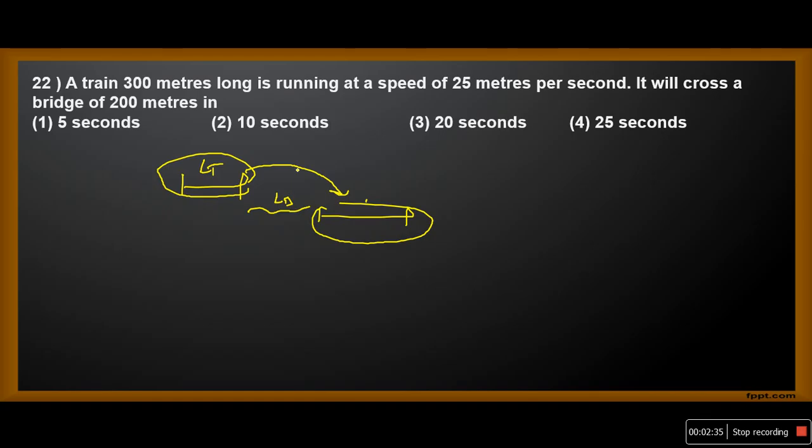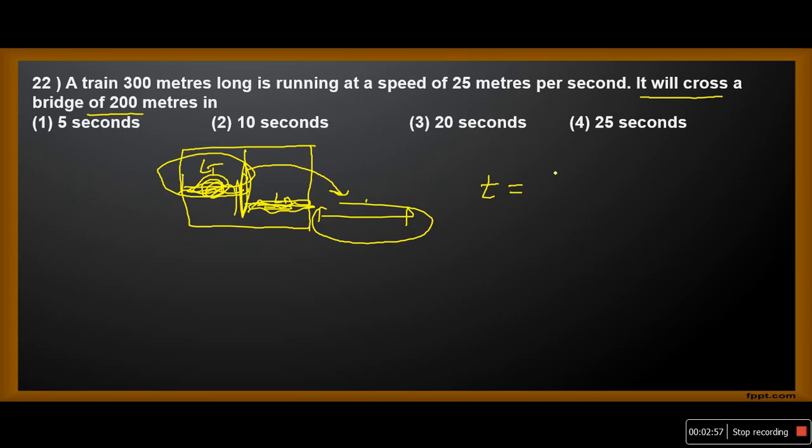This train reached this position. What happened here? The distance covered by the train is nothing but this part. This is the length of the train and this is the length of the object. So, what is it asking us to find? It will cross a bridge of 200 meters in. It is asking for time, the time taken to cross the bridge.